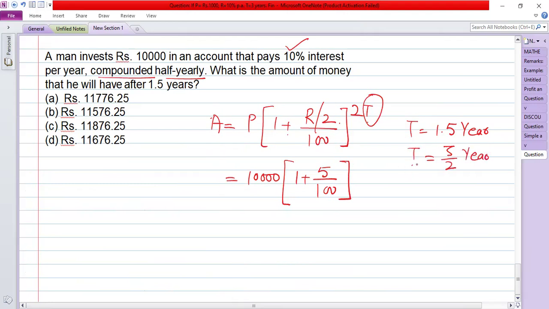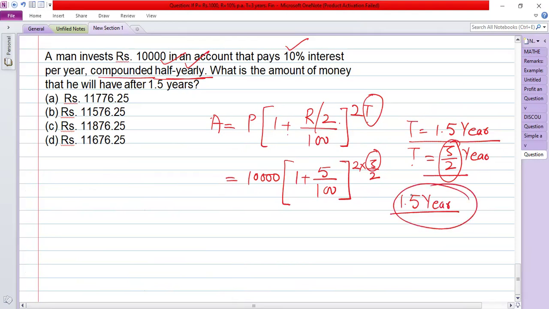3 by 2 years means here it will be 2 into 3 by 2, which is nothing but 3. So T is 1.5 years, and 1.5 years means 3 by 2. Or in other words, since the interest is compounded half yearly, in 1.5 years, how many half years are there? There are 3 half years in 1.5 years. So that's why we will have 3 only here.